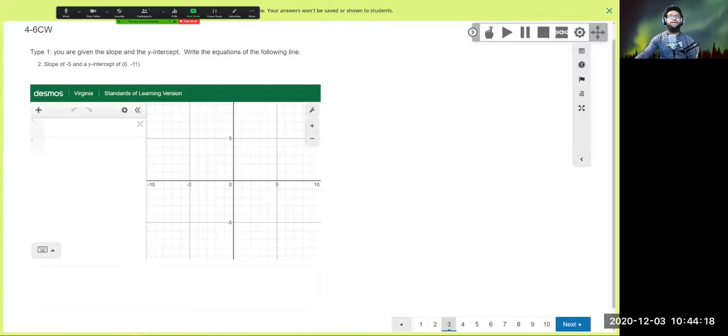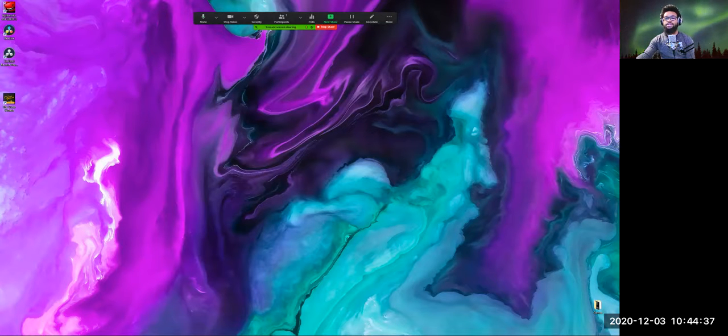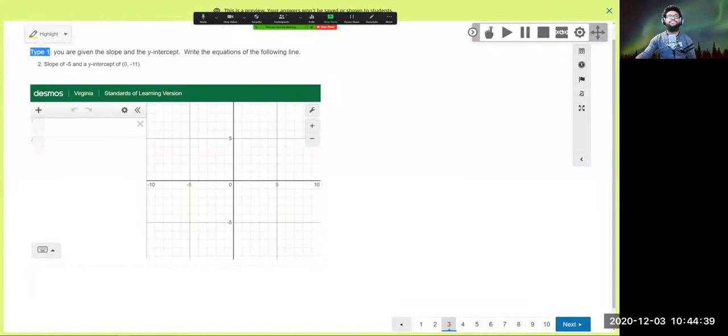I'm going to start with number 3. Number 3 says type 1. If you look back to the notes that we took when writing equations, type 1 was one of the categories that we had. So if you want to reference it for how to do this problem, you can. That'll make things a little easier for you. Not quite sure why everything just went down. All right, there we go.